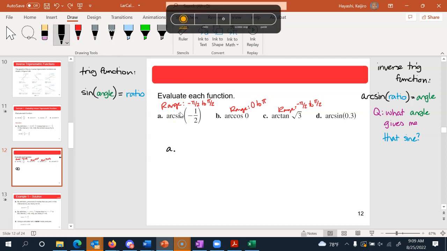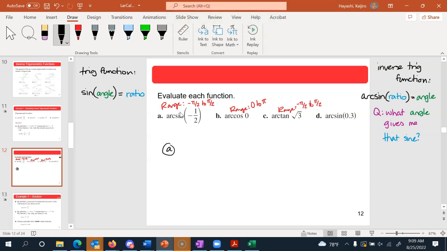Okay, so for A, we're essentially wanting to answer the question, what angle measure gives a sine of negative 1/2? And that angle has to be within this range, negative pi over 2 to pi over 2.